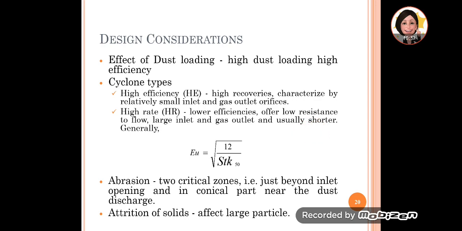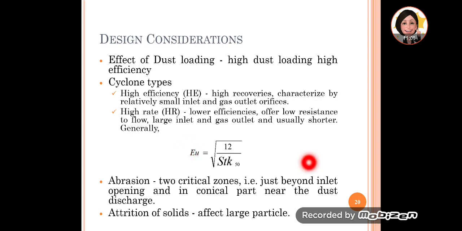A well-designed cyclone has a correlation between the Euler number and the Stokes 50. A high value of resistance coefficient, so a high value of Euler number, will lead to a low value of Stokes 50, which means low cut sizes will give you high efficiency, and vice versa.